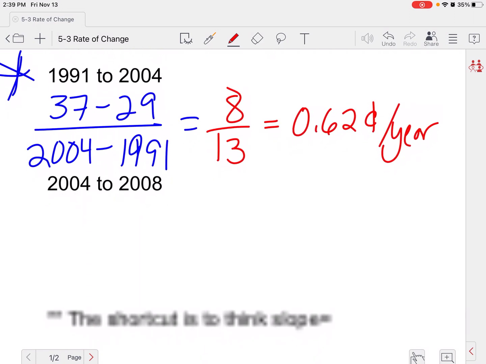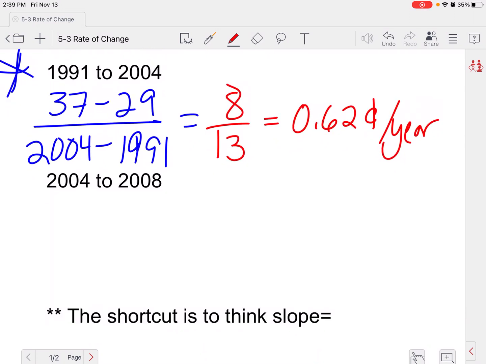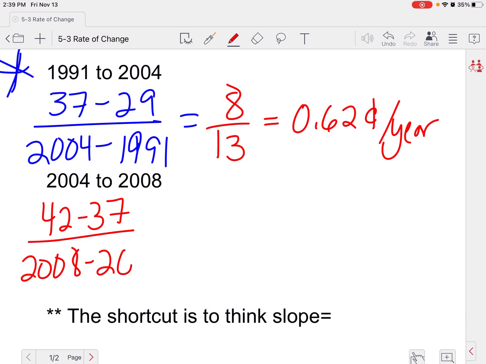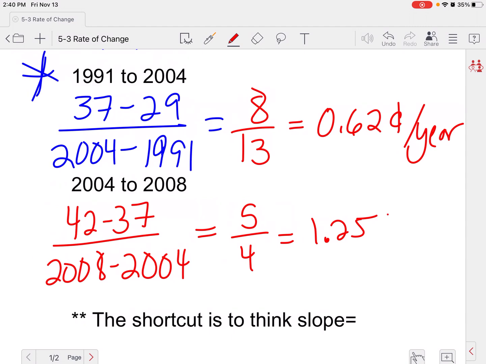And then we're going to go ahead and do our 2004 to 2008. So we're going to have 42 minus 37, okay, over 2008 minus 2004. Okay, and then we are going to go ahead and do our subtraction, which would be 5 over 4, which if we divide that would be 1.25 cents per year.